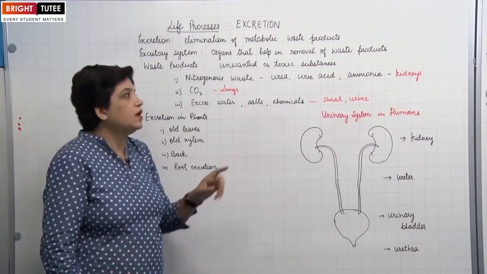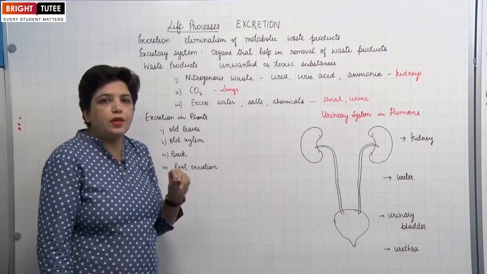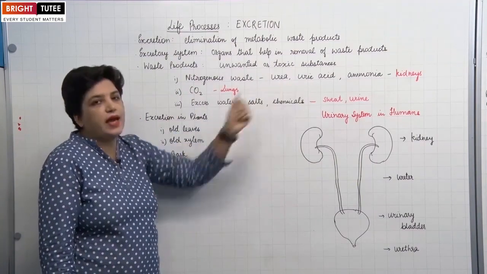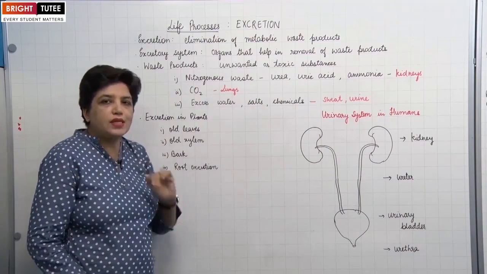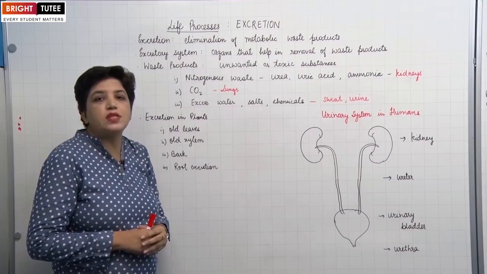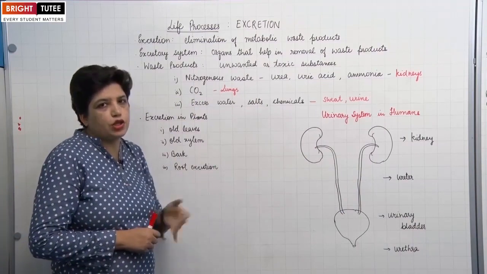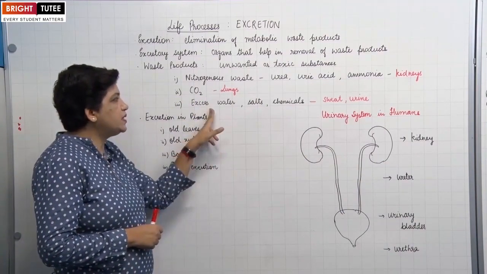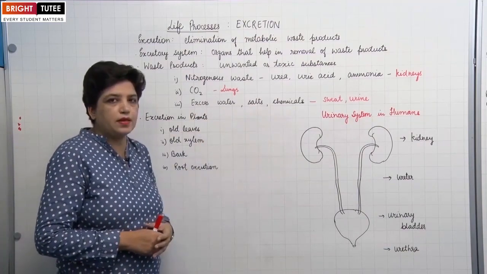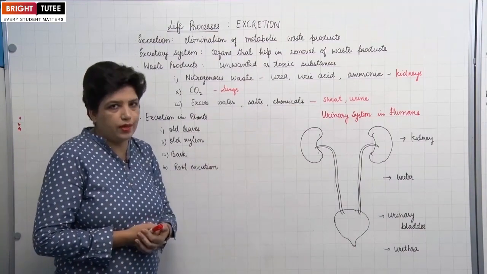The most common, the most abundant waste is the nitrogenous waste, which is produced during the breakdown of proteins and amino acids like urea, uric acid and ammonia. These nitrogenous wastes are removed by kidneys. Then there is carbon dioxide, which is a byproduct during the respiration process. This is removed during exhalation from the lungs. Apart from this, there are other non-nitrogenous wastes like excess water, salts and certain chemicals. These are excreted out through various processes like through sweat or through urine.